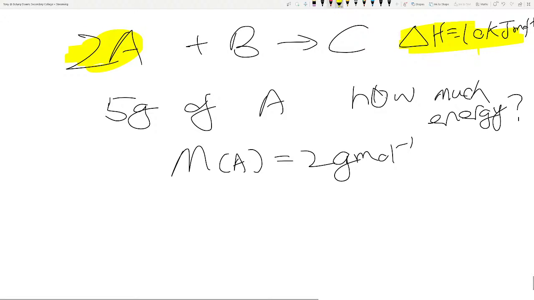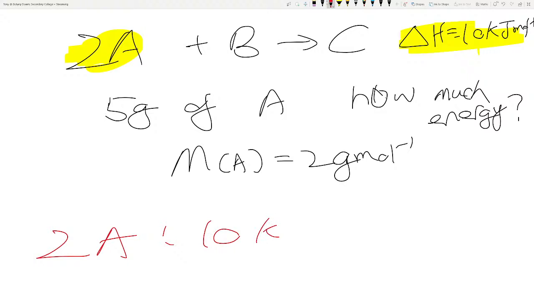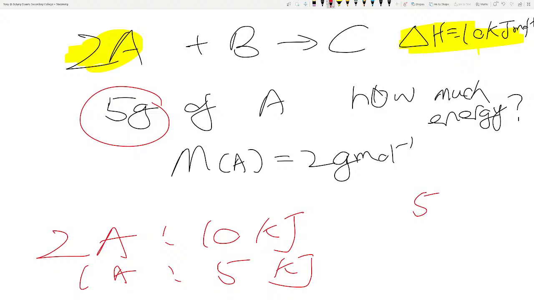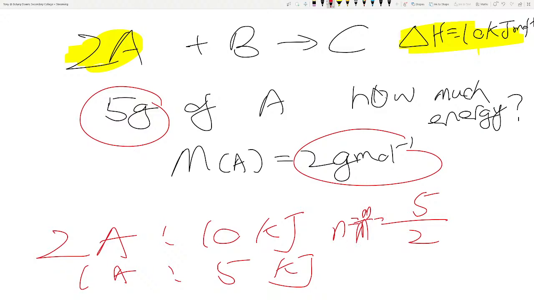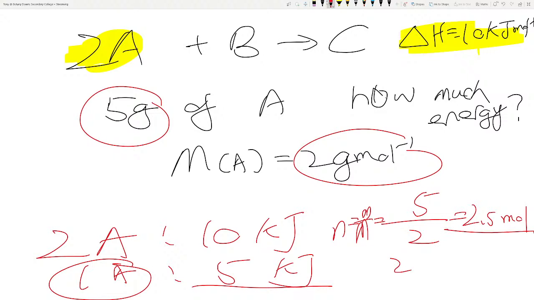So look here, I know that 2 moles of A give me 10 kilojoules. So that means 1 mole of A gives me 5 kilojoules. And how many moles do I have? I have 5 grams, so 5 divided by the molar mass, n equals small m divided by big M. So this is 2.5 moles. I know 1 mole gives 5 kilojoules, I have 2.5 moles, so it's 2.5 times 5. So I get 12.5 kilojoules of energy.